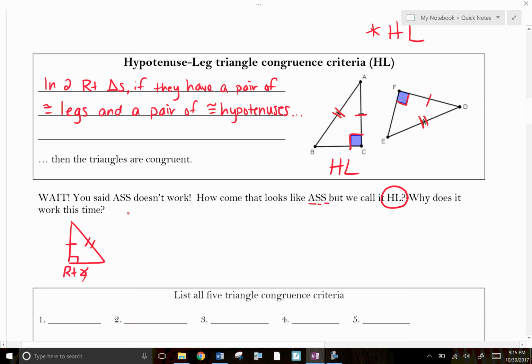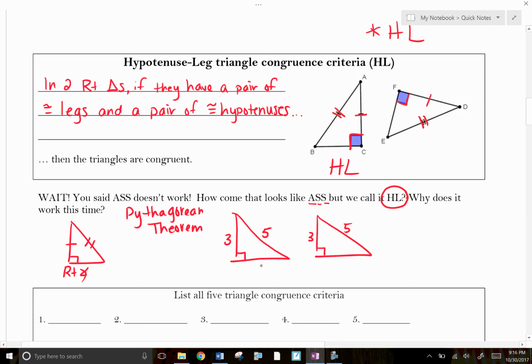And the reason this one gets to be special is because of the Pythagorean theorem. So if I made a right triangle like this, and I told you this was 3 and this was 5, and I had another triangle, and I told you this is 3 and this is 5, to find that third side for both triangles, you would say a squared plus b squared equals c squared, and you'd get 9 plus b squared equals 25. B squared is 16, square root both, and you get b equals 4. In other words, the Pythagorean theorem says if you know 2 sides of a right triangle, you could automatically find the third using the Pythagorean theorem.